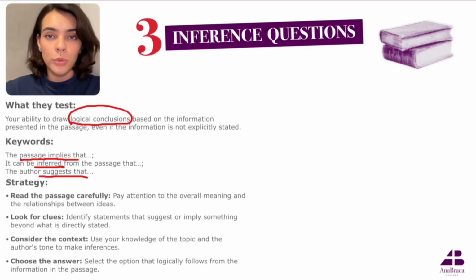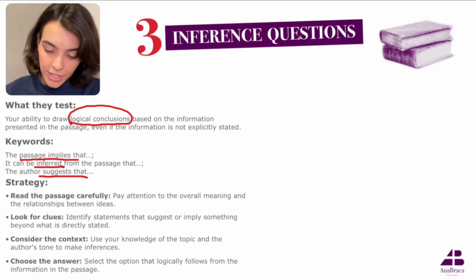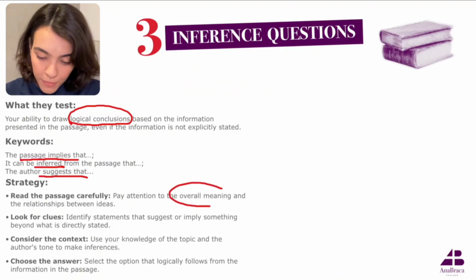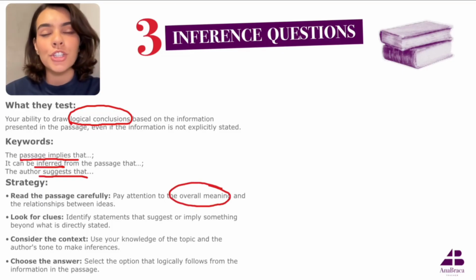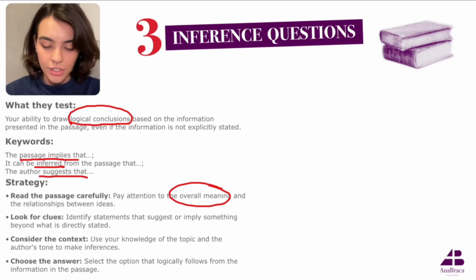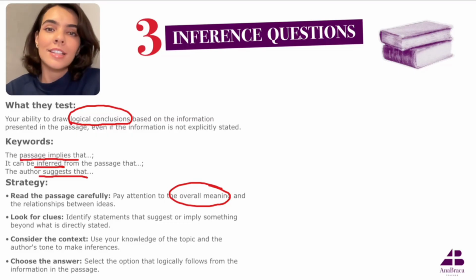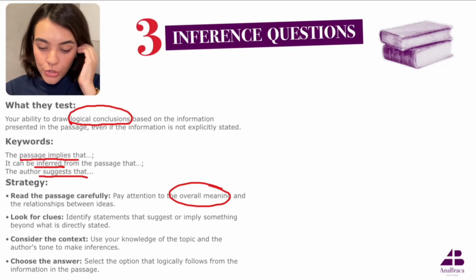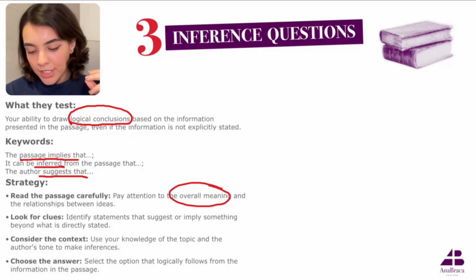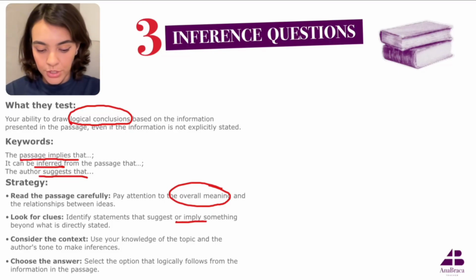How do you deal with this type of question? What is the strategy for it? So the first thing is understanding. You have to read the passage carefully and pay attention to the overall meaning and the relationship between ideas in the passage. Then you have to look for clues. There are some words that will make you remember the question, and the answer is probably there. So try to understand what is implied in those words.